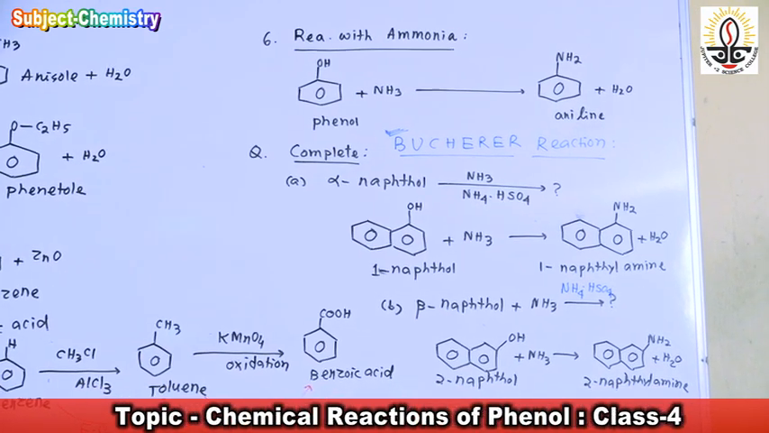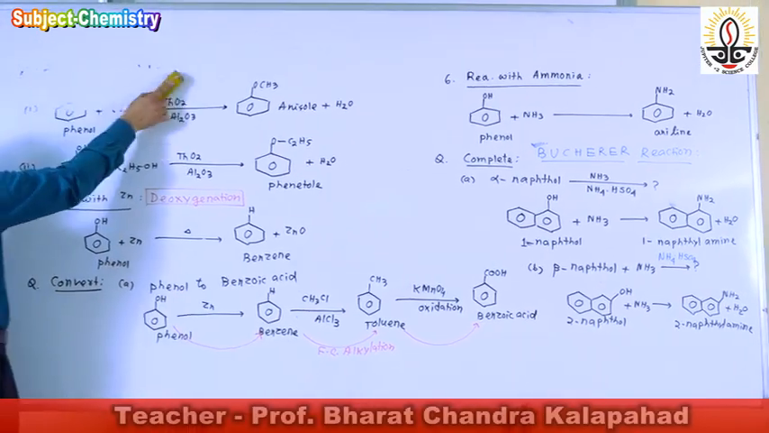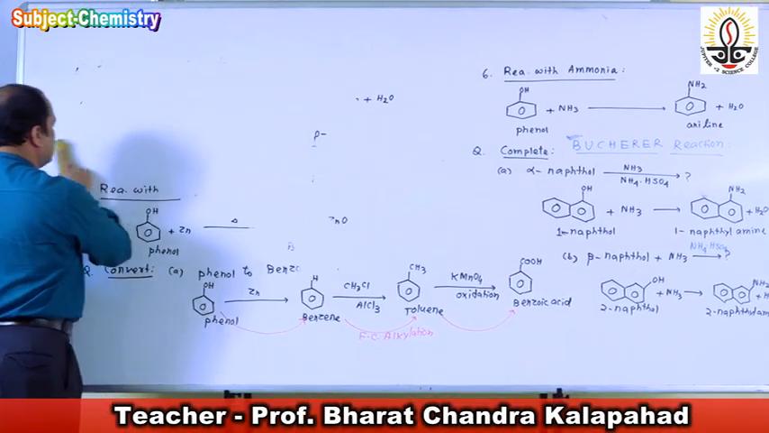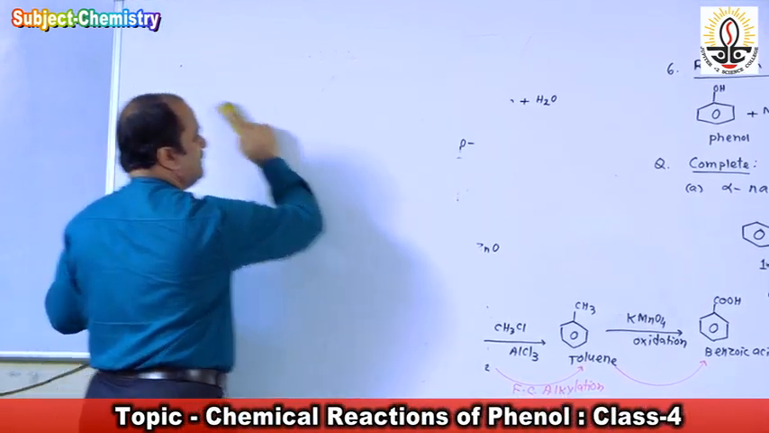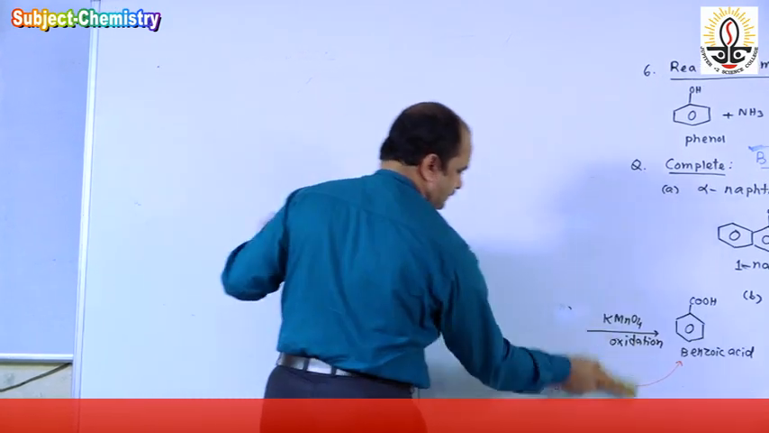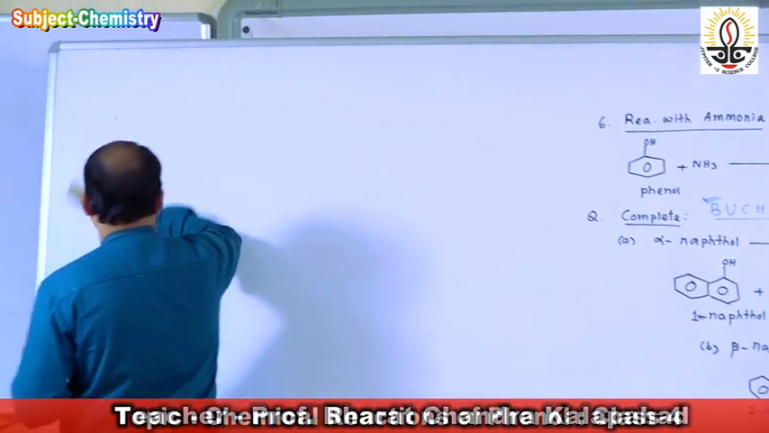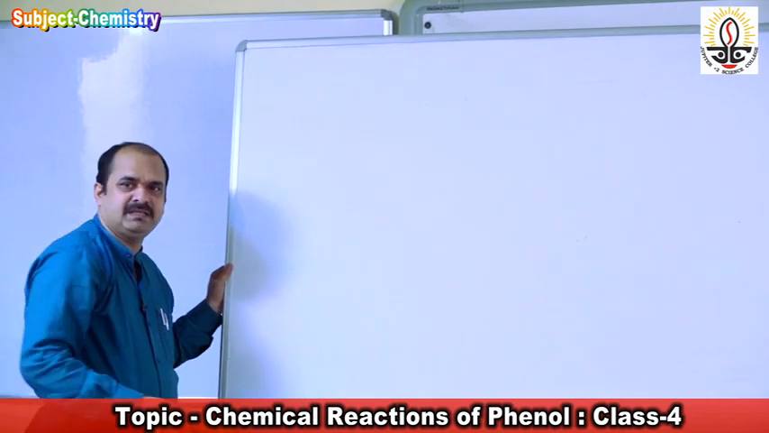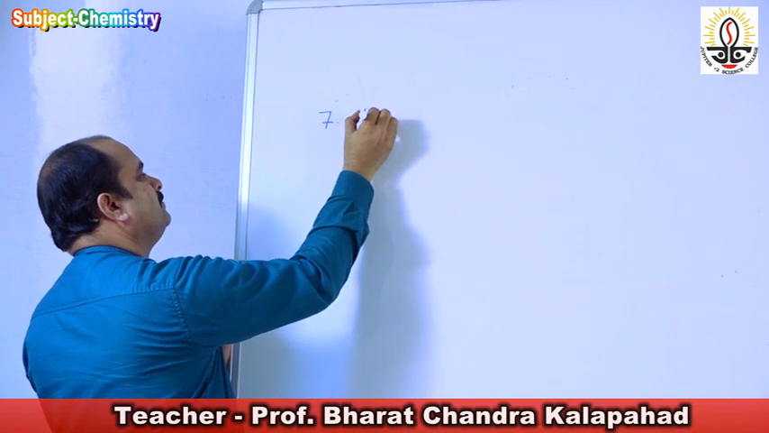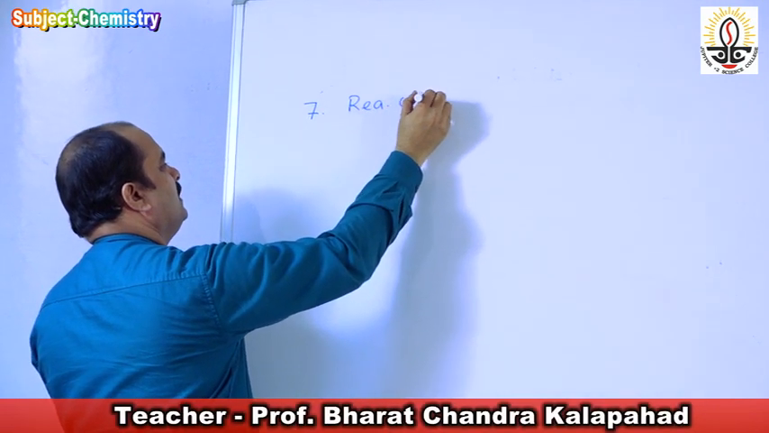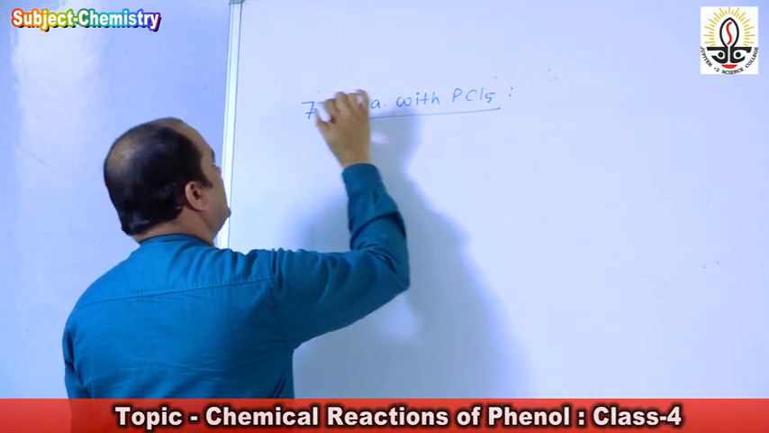Now we will discuss reaction number 7, reaction with PCl5. We will discuss how phenol reacts with phosphorus pentachloride, PCl5. This is a very important chemical reaction.